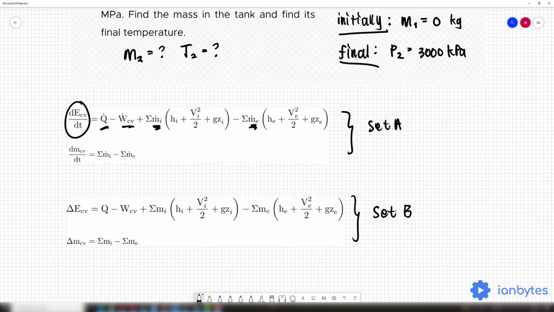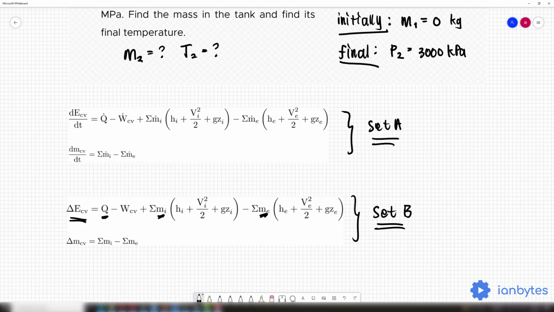Ito naman yung set of equation na hindi naka-time rate form. Ibig sabihin, heat is just Q that has a unit of kilojoules when you are using SI units. MI and ME are in kilograms and they are not in kilograms per second dahil hindi nga sila naka-time rate form. So now, what is the difference between these two? Actually, set B can be derived from set A over here.